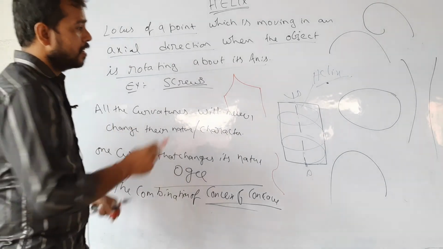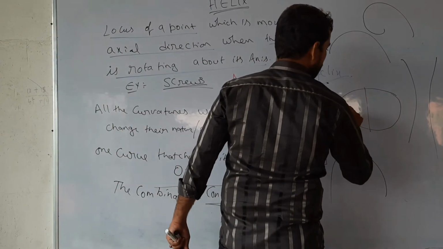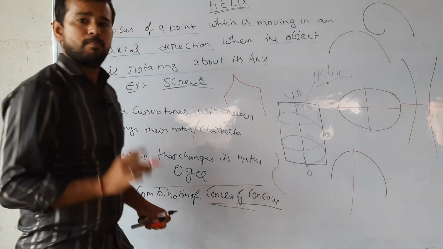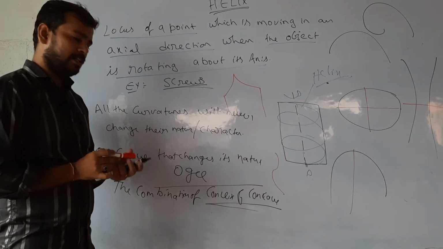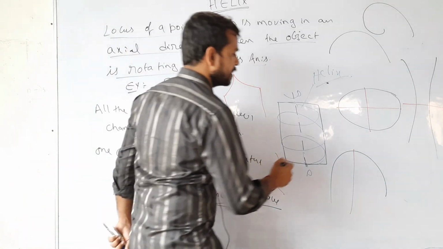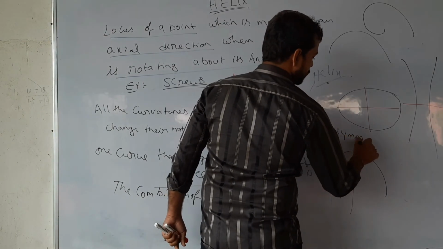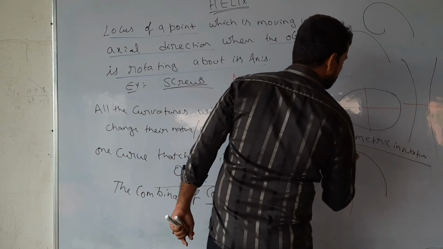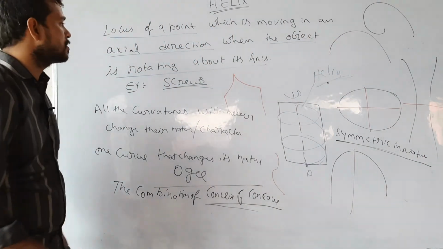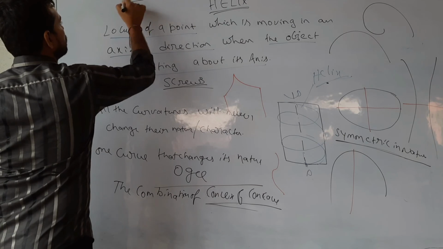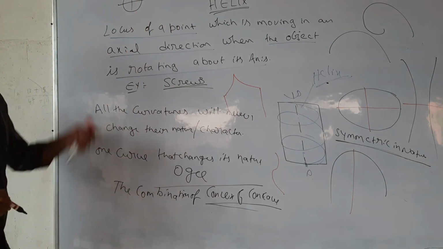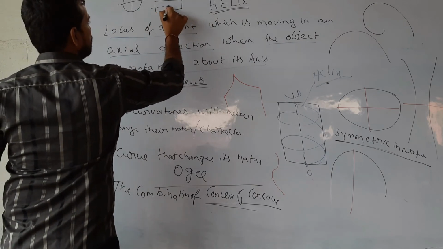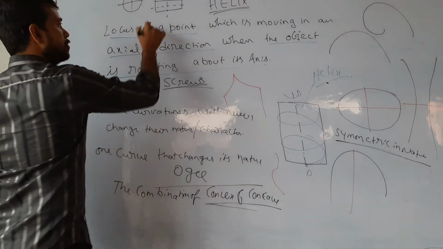And the common thing in conic sections, ellipse, parabola, hyperbola, is that all these three are symmetric in nature. All conic sections are symmetric in nature. Symmetric means, if this is a circle, it is symmetric about both x and y axis. If a rectangle is there, then it is symmetric about both x and y axis.